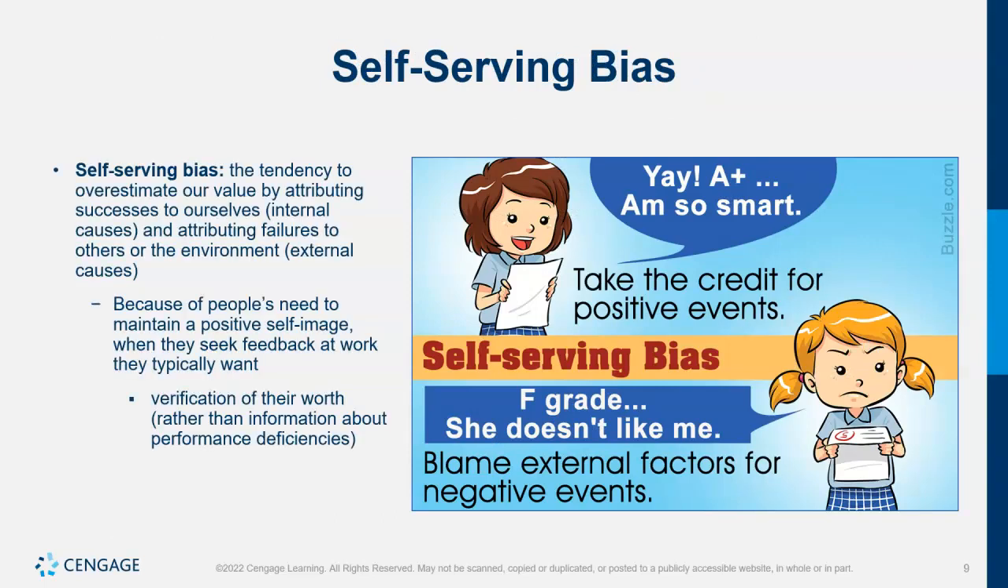There's also self-serving bias. This is the tendency to overestimate our value, where we give ourselves credit for successes and blame others or external causes for failures. Here you have an example. It says, yay, an A+, I'm so smart. And then you have an F. I got an F. Oh, she doesn't like me, right? I think we've all done this, where we take credit for positive events and blame external factors for negative events.